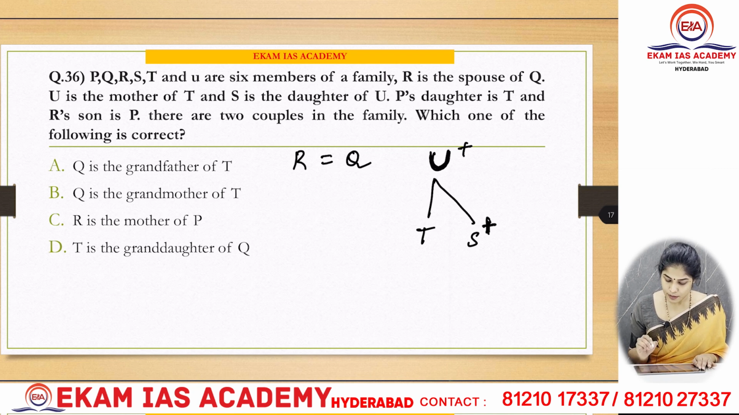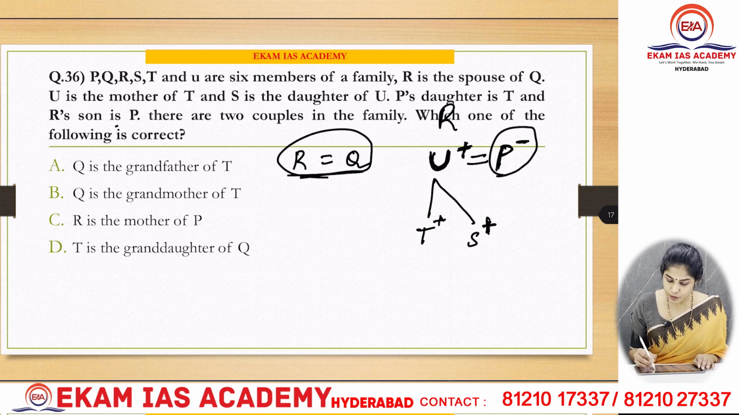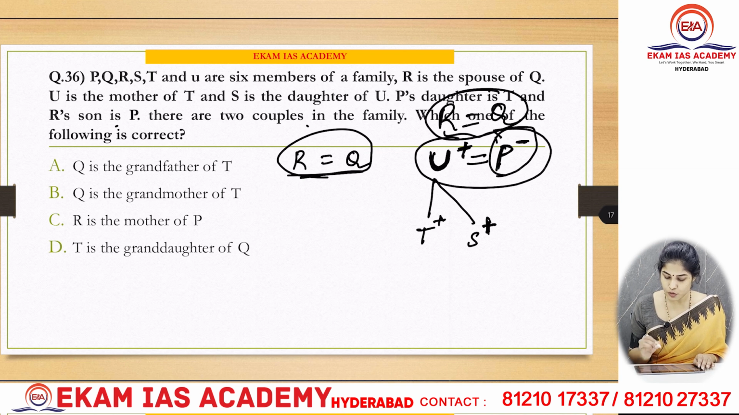P's daughter is T. So T is also female. So P is the spouse of U, right? If U is a female, P is a male, right? And R's son is P. R and Q are a couple and R's son is P. Okay. There are 2 couples in the family. One is R and Q and the other one is U and P.